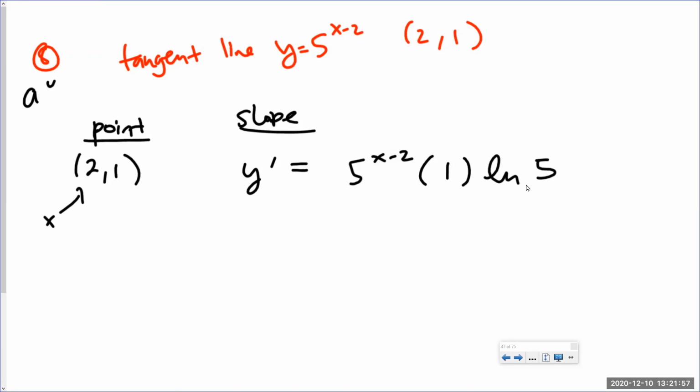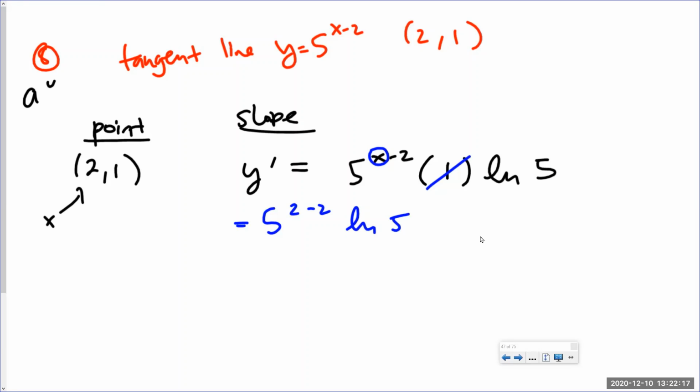But here's the thing. You can't have an x. You got to have all numbers. Okay, how do I change this x to a number? Plug in your x. What is your x? 2. Okay, so let's plug in 2 there. Times 1, I'll disregard that. Guys, how do I turn ln of 5 into a number?